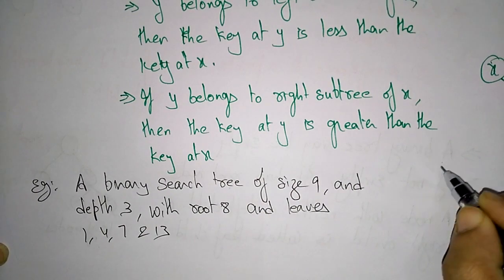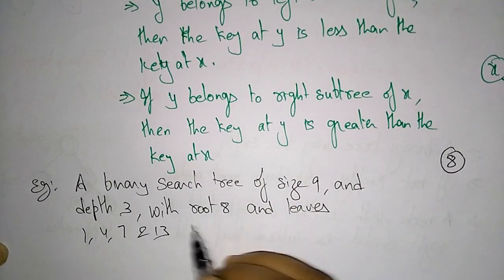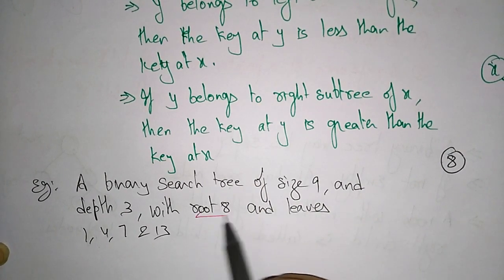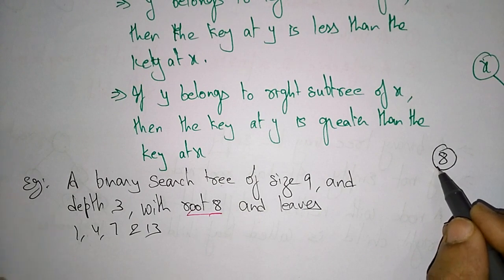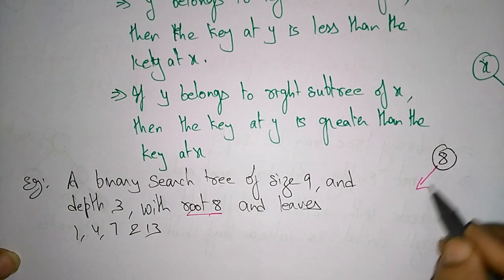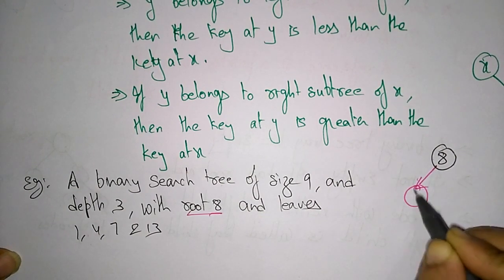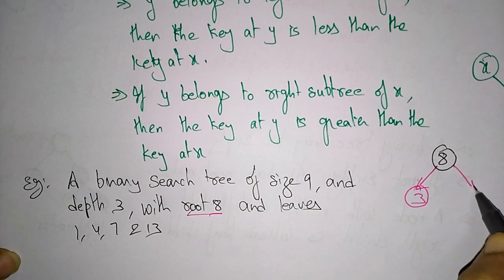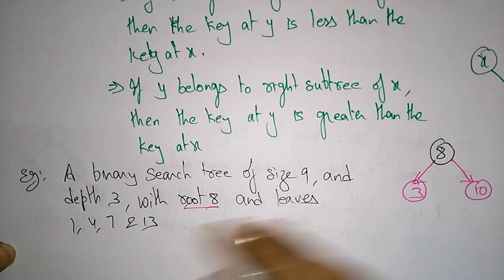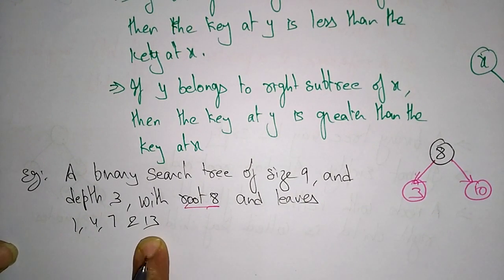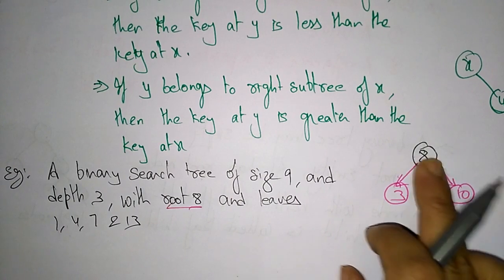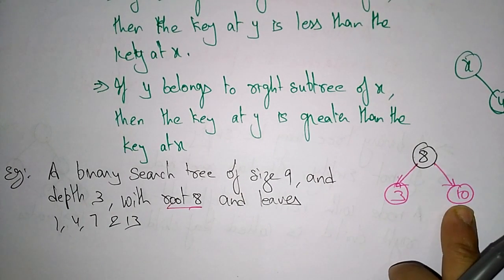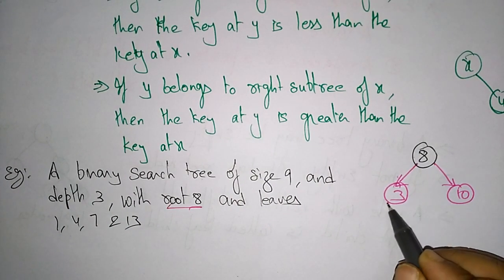So let me construct this. First, 8 is the root node, as they are saying root 8. The left should be less than 8, so I have written 3. And the right should always be greater than 8, so here I am writing 10. Whatever number I want I can write, but the leaf nodes should be these. So left is less than the root node and right is greater than the root node, again.